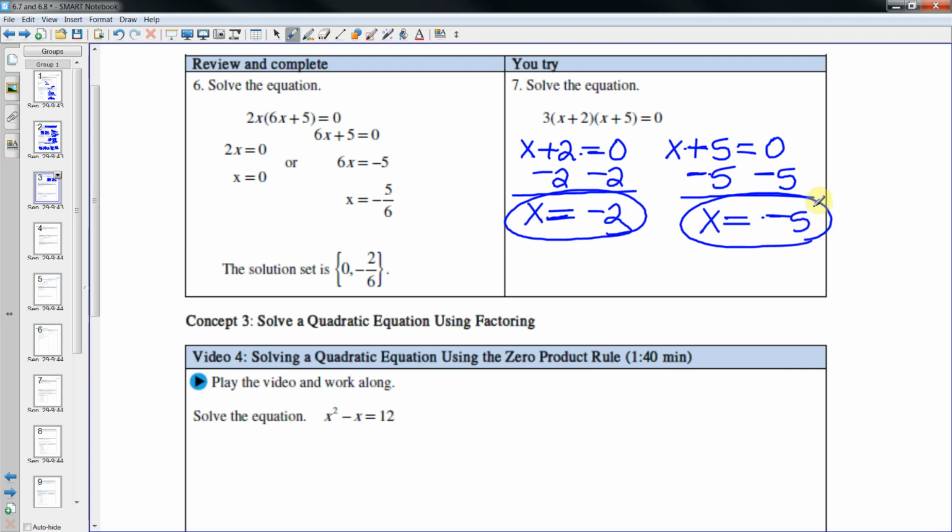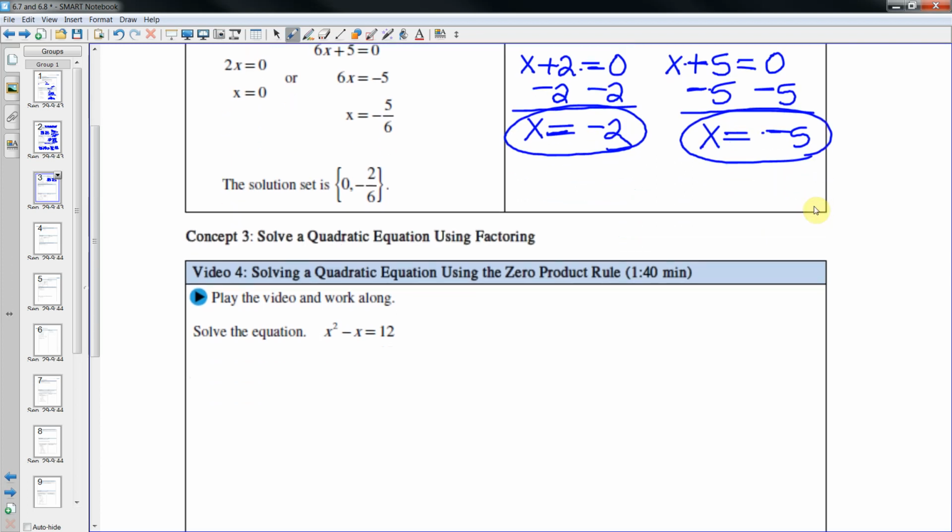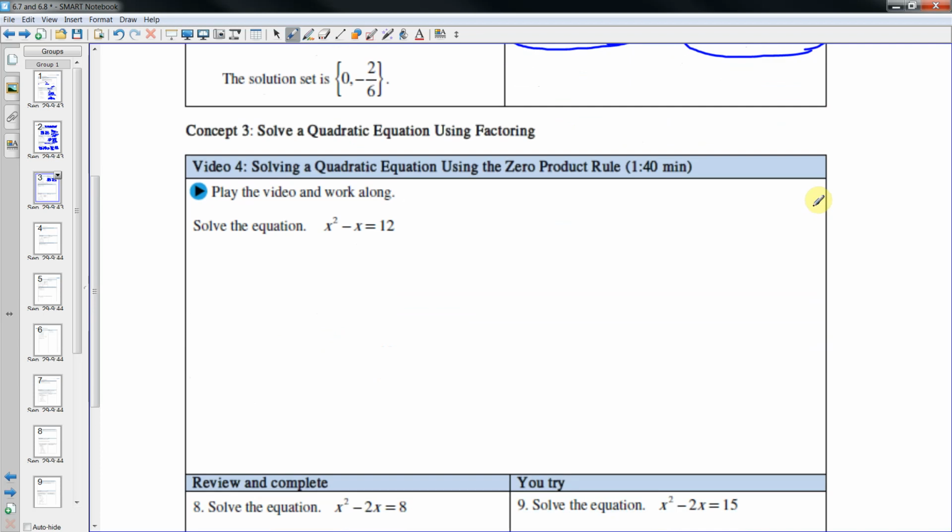Alright, so far we've had ones that have been factored. So of course you know you're going to have some that are not factored. So the next one is one of those. Now I see that right away this one is not set equal to 0. So I need to move this 12 over so I can have x squared minus x minus 12 equals 0. So now it is set equal to 0. So that was the very first step.